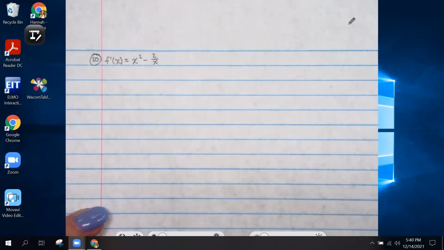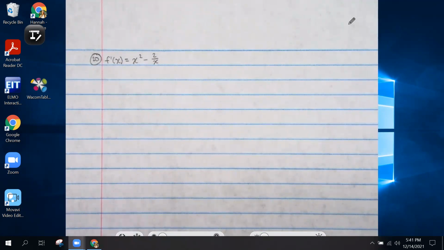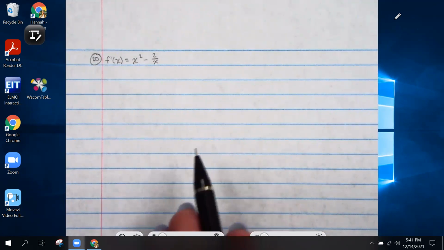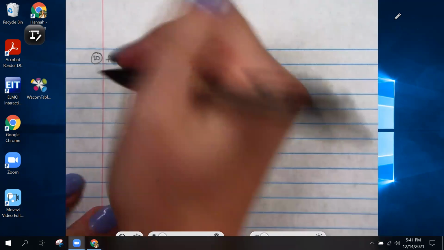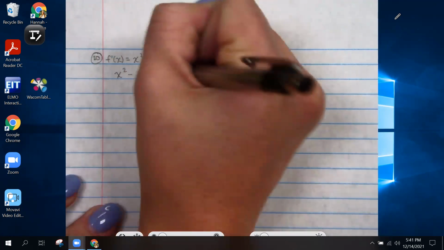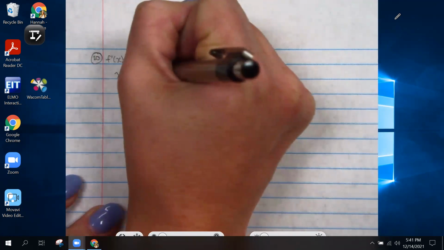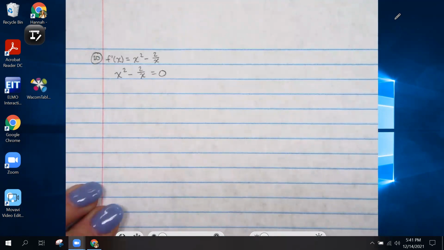Number 20, let f be the function with derivative given by f prime of x equals x squared minus 2 over x. On which of the following intervals is f decreasing? So to find increasing or decreasing, you always have to find the first derivative, which is given to us in this one, and then you set that derivative equal to 0. So x squared minus 2 over x equals 0. This is how you find the critical values.